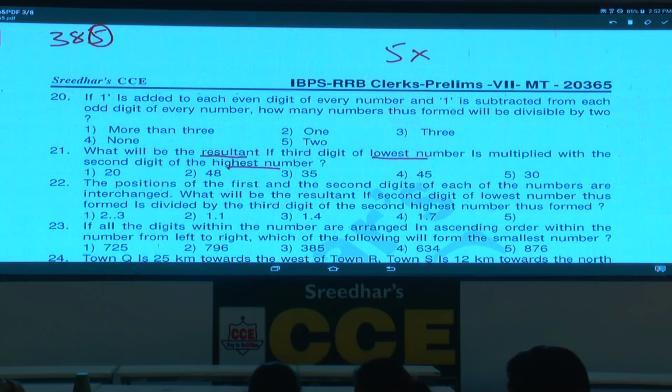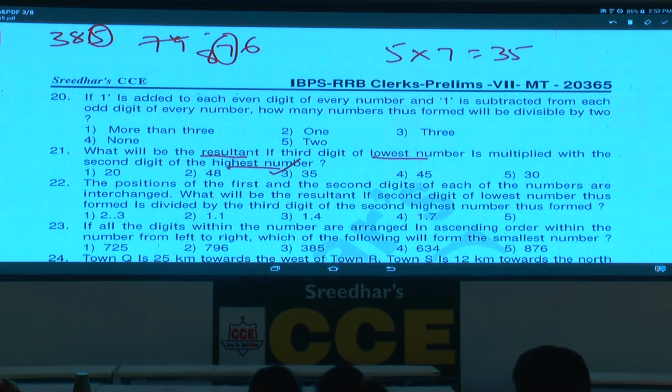Third digit of the lowest number is multiplied with the second digit of the highest number. What is the highest number here? 796. Now in this 876. 876 is the highest number. Now in this one, what is the second digit here? 7, isn't it? And so what is your answer here? 5 into 7, it is 35. 5 into 7, 35, choice 3. Question number 21st, choice 3 is the answer. Then 22nd.